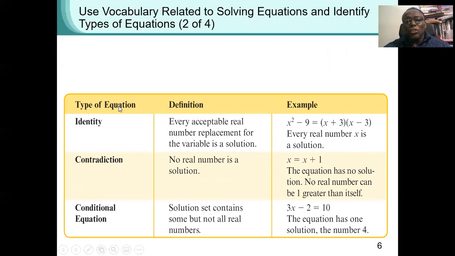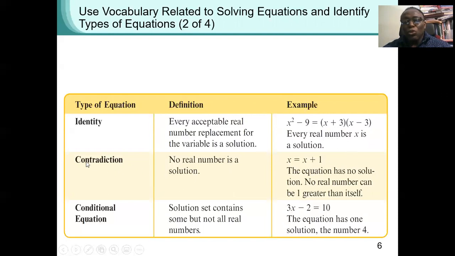So for types of equations, we can have an identity. The definition of an identity equation is that every acceptable real number replacement for the variable is a solution. So this is an example: x squared minus 9 equal to x plus 3 times x minus 3. It's a difference of two squares, so the two sides are the same. So every real number x is a solution.